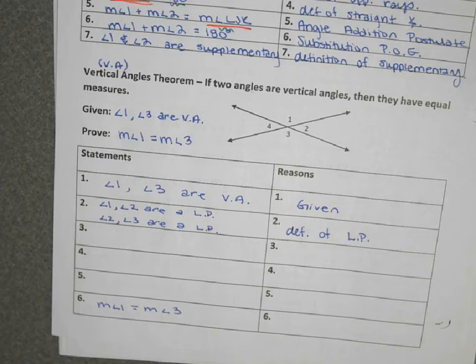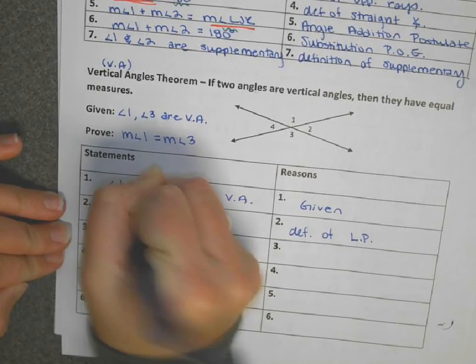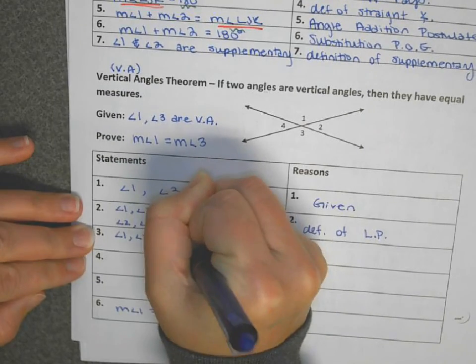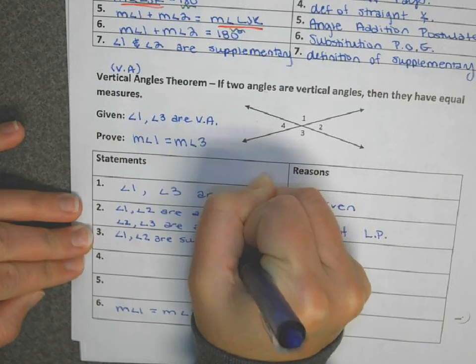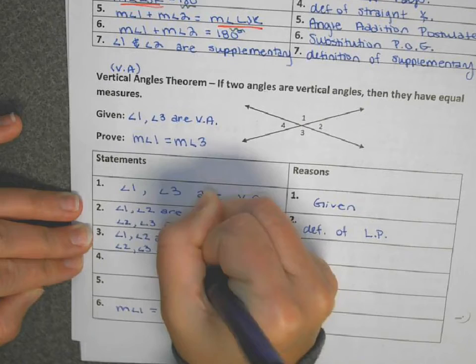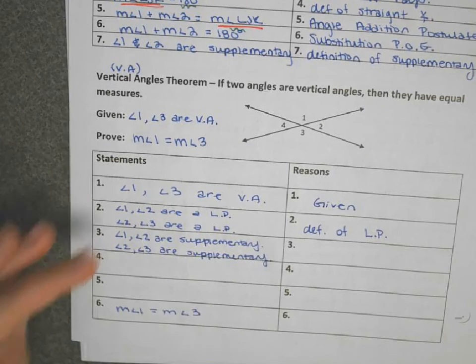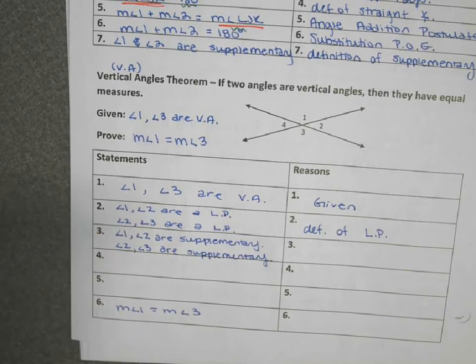Okay? So, if angles 1 and 2 are a linear pair, what else do you know about them? What is the proper term there, though? They are supplementary, yes. So I also know that angle 1 and angle 2 are supplementary. I also know that angle 2 and angle 3 are supplementary. What says if two angles form a linear pair, then they are supplementary?